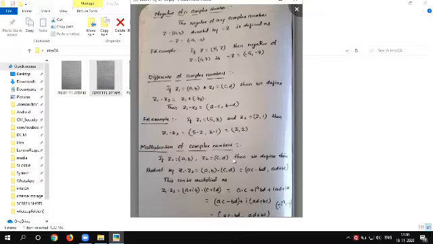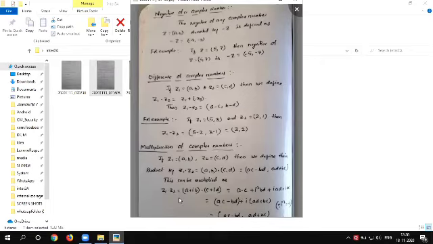Then we define their product Z1 into Z2, that is nothing but (a, b) into (c, d). That is simply written as (ac minus bd, ad plus bc). How do we get this?